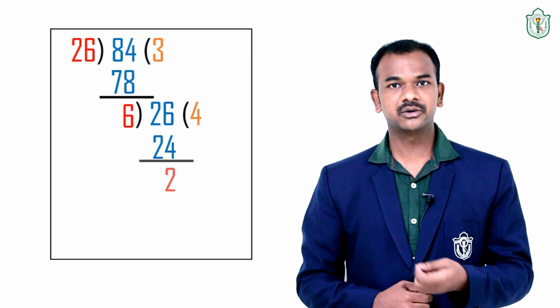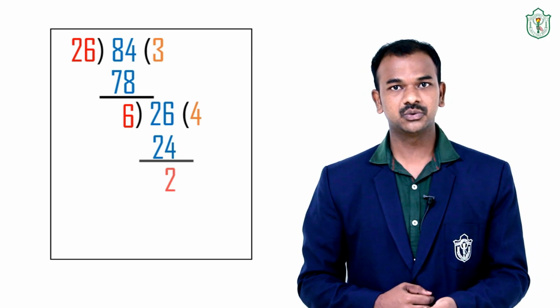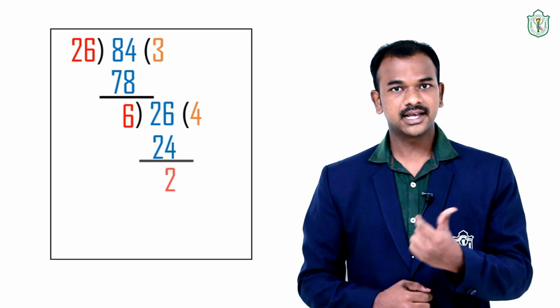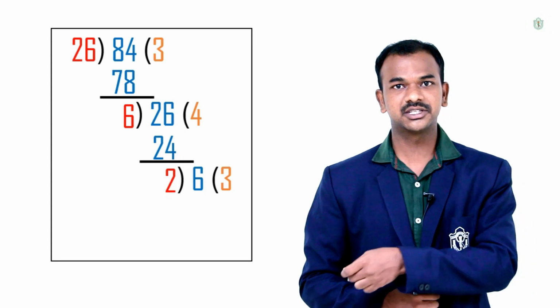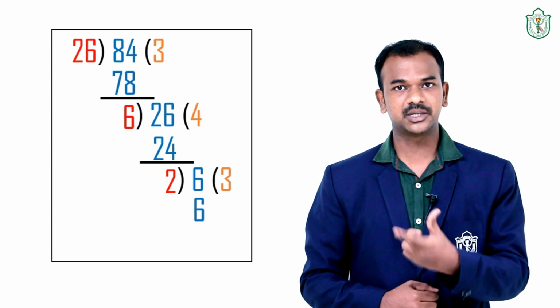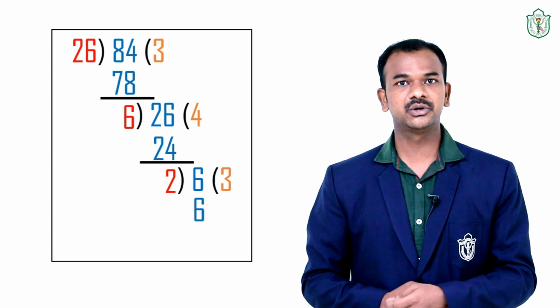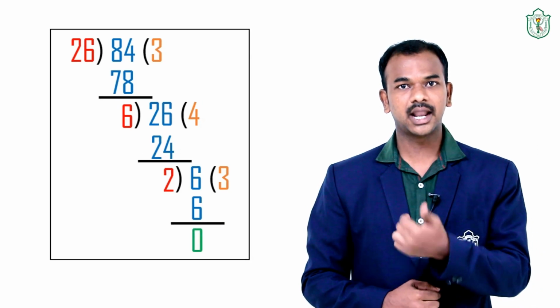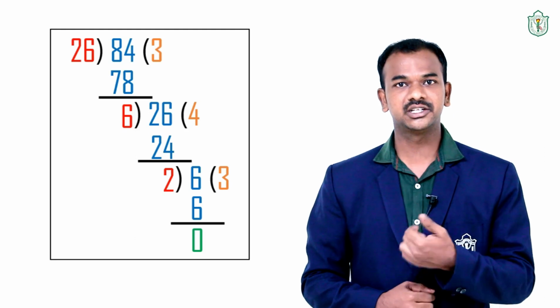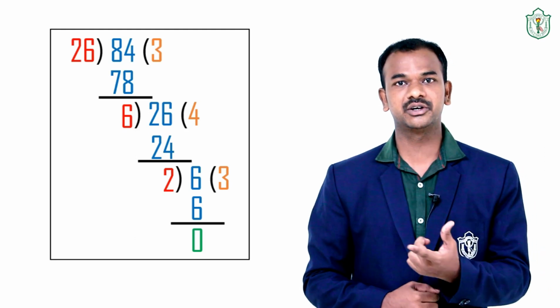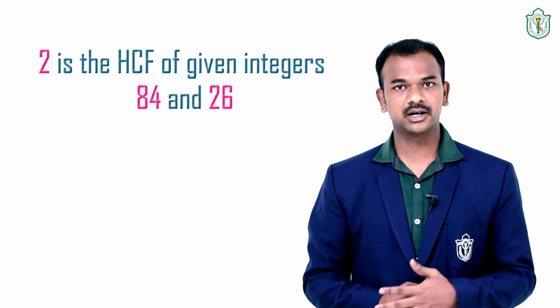Now we take the remainder 2 as the divisor, and the last divisor, which is 6, as the dividend. So 2 times 3 gives 6. If we subtract 6 from 6, we get the remainder 0. So the divisor of the last step, that is 2, will be the HCF of the given two numbers. So 2 will be the HCF of 84 and 26.